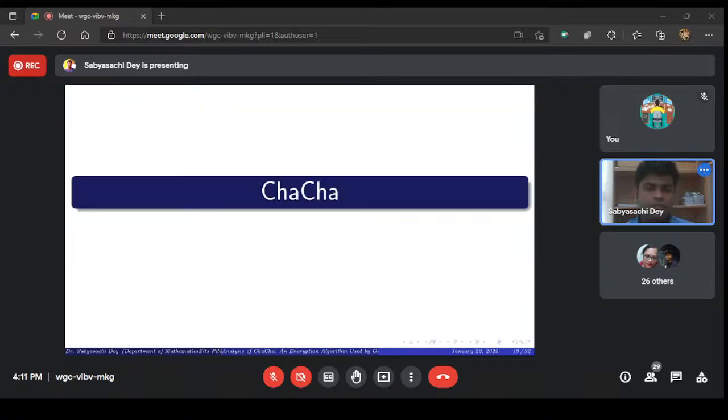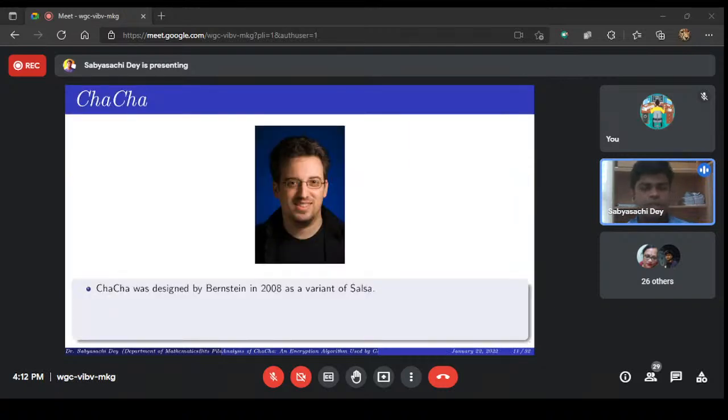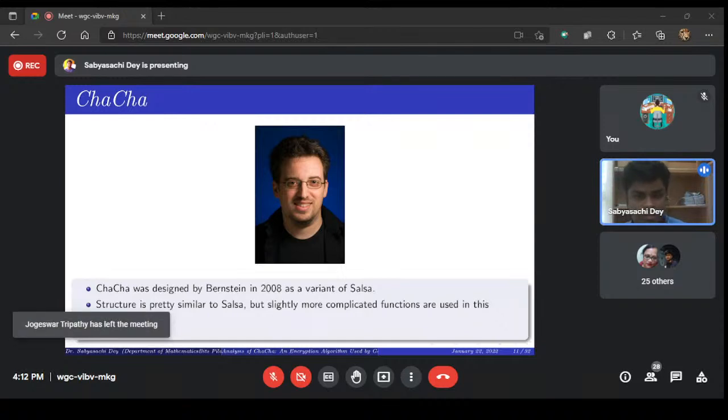After 3 years, ChaCha came into the picture. ChaCha is a variant of Salsa and designed by the same person, Daniel Bernstein, and he designed it in 2008. And what he did in ChaCha was he made the structure of ChaCha almost similar to Salsa, but there are some basic modifications in the design.